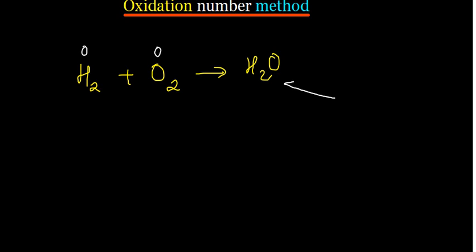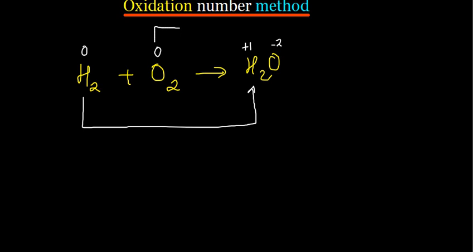Now, we know that the oxidation number for oxygen is always negative 2. The oxidation number for hydrogen is always positive 1. Actually, if you multiply 2 times positive 1, that will give you positive 2, minus 2, it will give you 0. You expect that water should have a charge of 0 because it's not charged, right? So here, hydrogen is moving from 0 to positive 1, and oxygen is moving from 0 to negative 2.